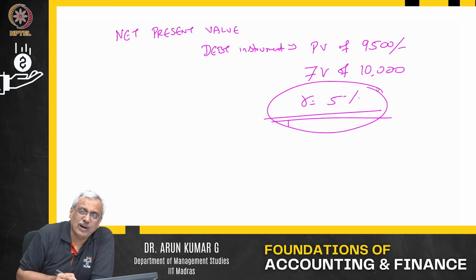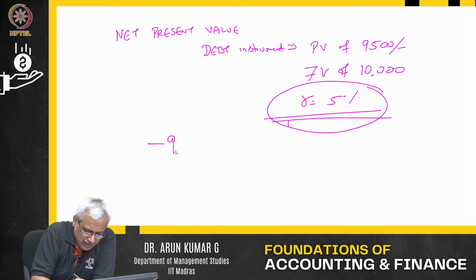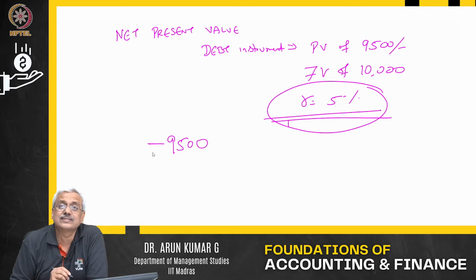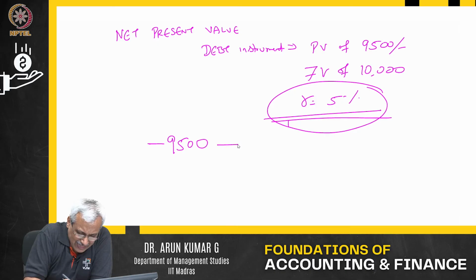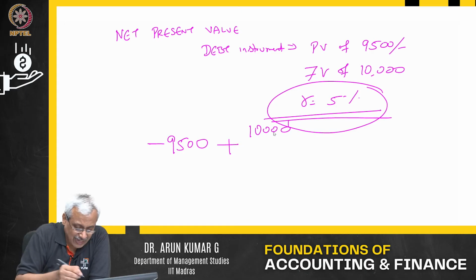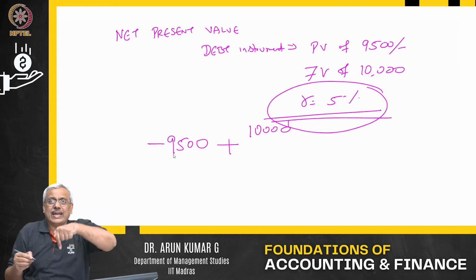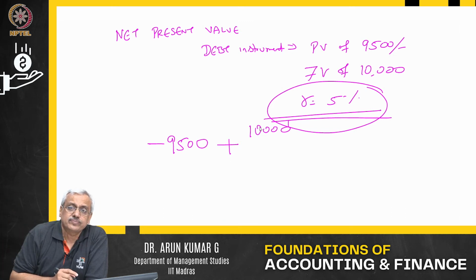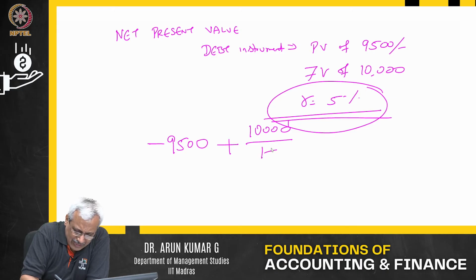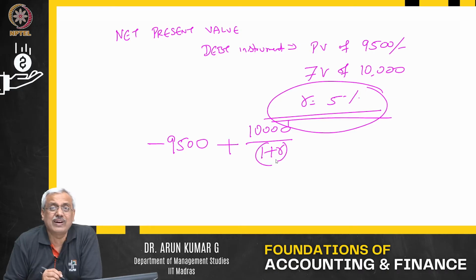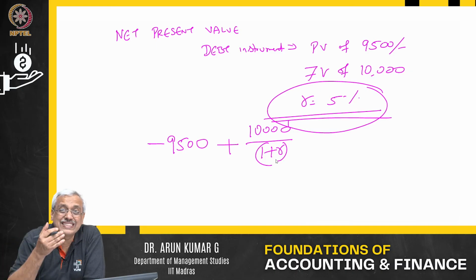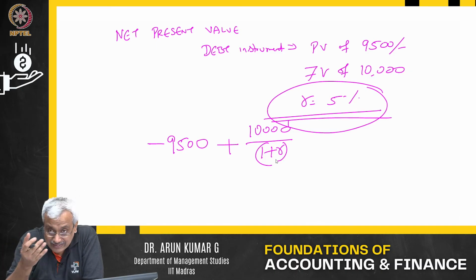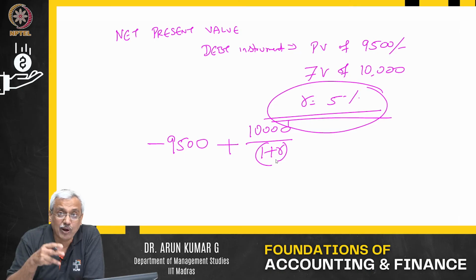So in this case, what happens? There is a cash outflow of 9,500, so minus 9,500. Now there is a cash inflow of $10,000. The $9,500 I am paying as of today. This $10,000 I am going to get 1 year later. So I want to know the value of it as of today. That is, I want it discounted to the value today. Discounted means reduced to the value as of today, at the rate of my expected return, that is 5%.